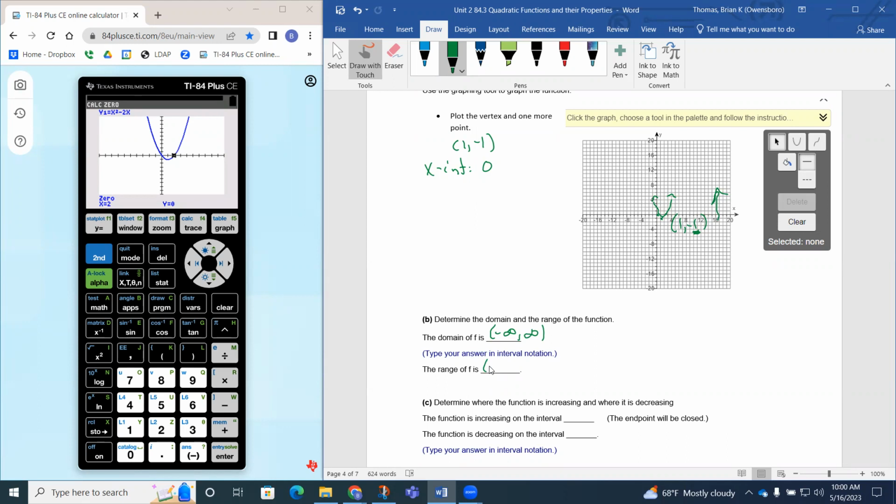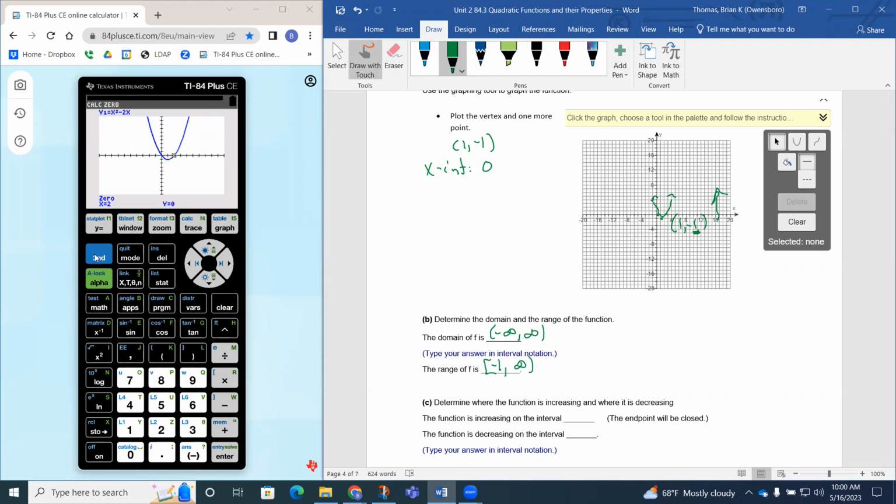So you would have -1. Again, that's got to be a bracket though, because we are including it. So we are including the -1, so it has to be a bracket towards then infinity, open. So infinity is always going to be open there.